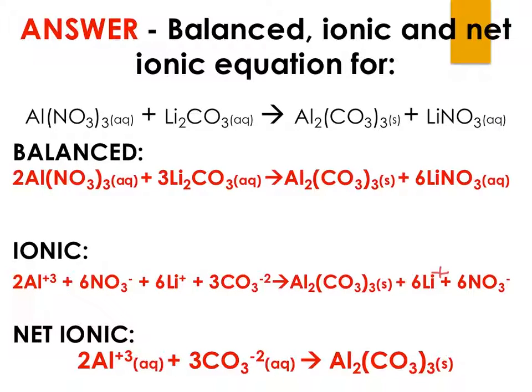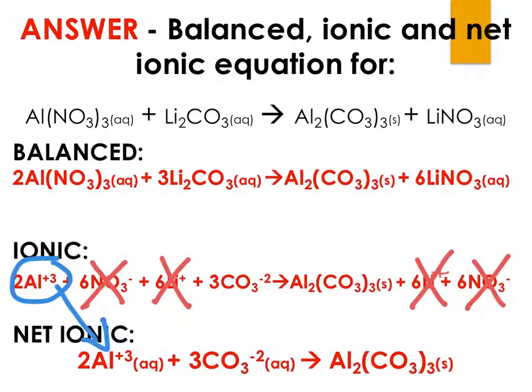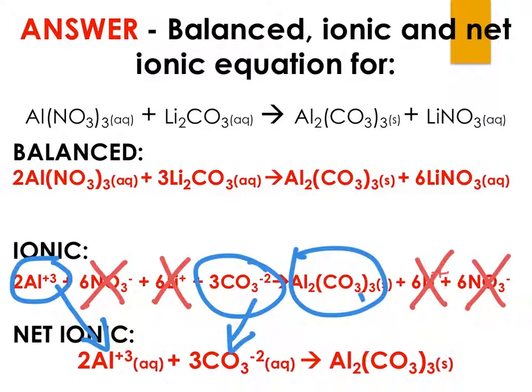So again, if you quickly did your check and cancel thing for the same things on each side, you would see that the nitrates go away and the lithiums go away on each side. And then what you're left with is exactly what's written down here. Here's my 2 aluminums. Here's my 3 carbonates in the aqueous form, and I form aluminum carbonate solid. And so if you got that, and you got all this other stuff correct, you're pretty good to go. You should understand what's going on. If you still struggle with this or still have questions, come find me or ask your teacher.